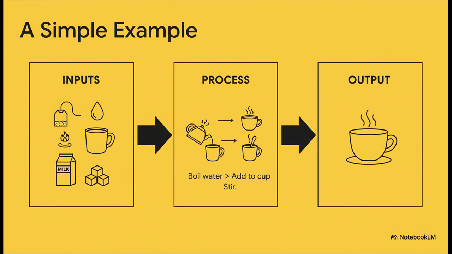Imagine the problem is, make a cup of tea. Your inputs, well, that's all the stuff you need. Tea bag, water, cup, you get the idea. The process, that's your recipe, the actual steps you follow. And the output is, of course, a lovely cup of tea. It sounds basic, I know, but this exact same logic applies to even the trickiest algorithm questions you'll face.